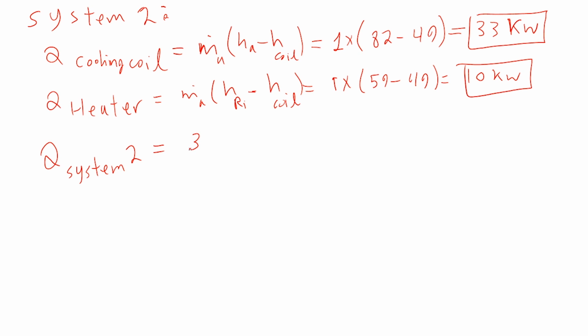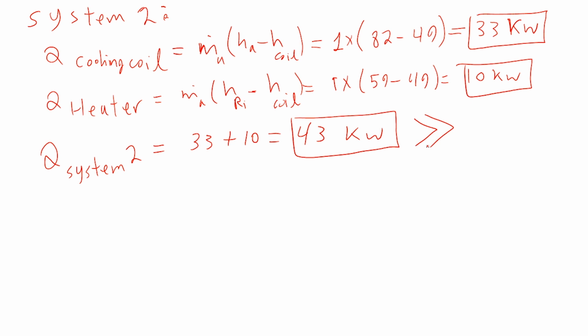So the total power for the conventional compression refrigeration system is 33 plus 10, which will give us 43 kilowatt, which is considerably higher than the hydronic system, which is 33 kilowatt, including the heat required for the desiccant regeneration process. So we can conclude that the hydronic system is more power efficient compared to the conventional compression refrigeration.